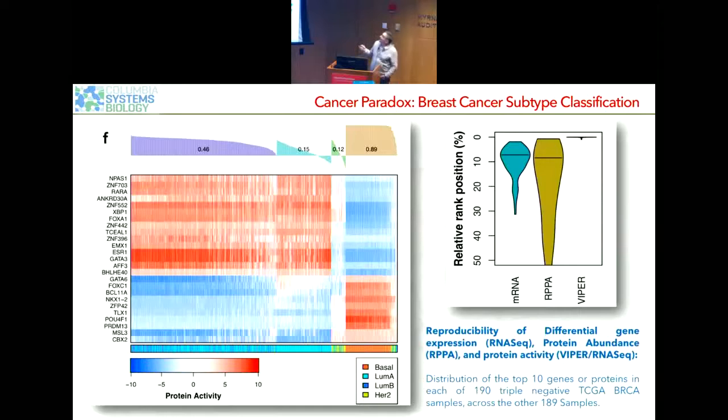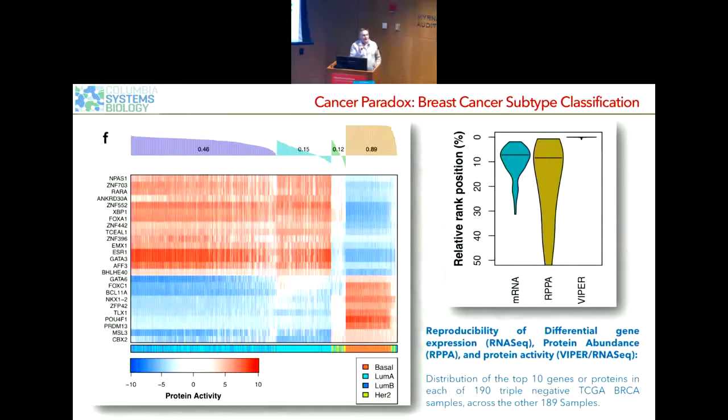If I do VIPER analysis and look at activity, that looks like a printing error there. That's actually a distribution. It's so tight, meaning that if you are in the top 30 most differentially active proteins in one patient, you may be in the top 100 in another patient, but you're not even going to be in the top 500. Okay?